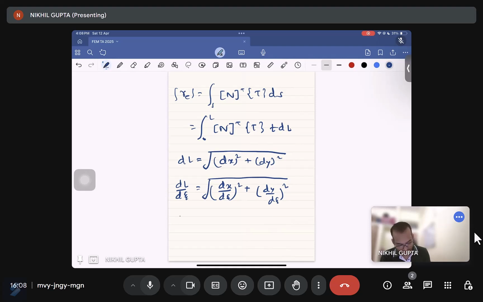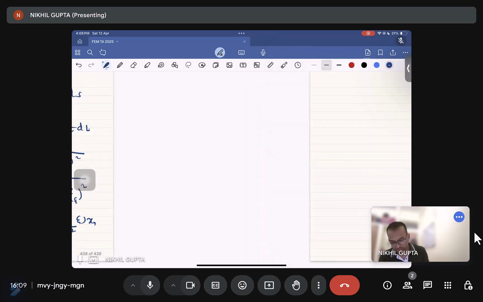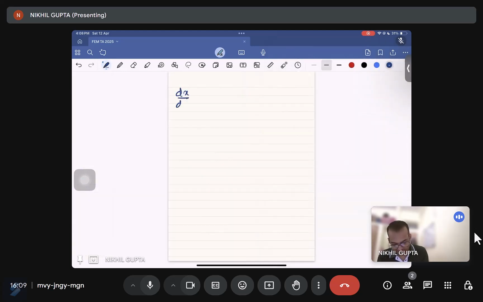If you write x, so directly I am writing x as 1 plus xi by 2 of x3 plus 1 minus xi by 2 x4. Since we have to give the values in the equation, dx by dxi will be x3 by 2 minus x4 by 2, or we just write it as x34 by 2 just for consideration. Similarly if we write y, dy by dxi will come as y34 by 2.